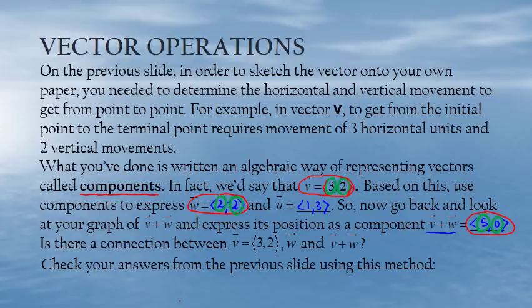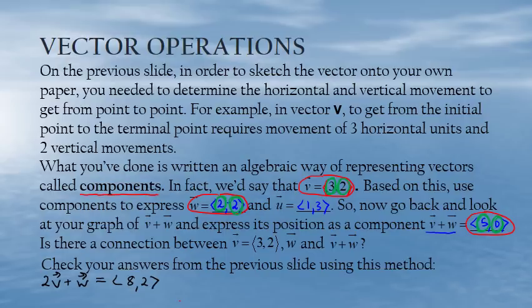If I take a look at part B, which was 2 vector v plus vector w, and I look at what that new vector looked like on my graph. In other words, I'm not looking at my picture for 2 times vector v. I'm not looking at my picture for vector w. I'm looking for the new vector that I drew in. And from the initial point to the terminal point, if I count movement to the right and movement up, I come up with 8, 2.